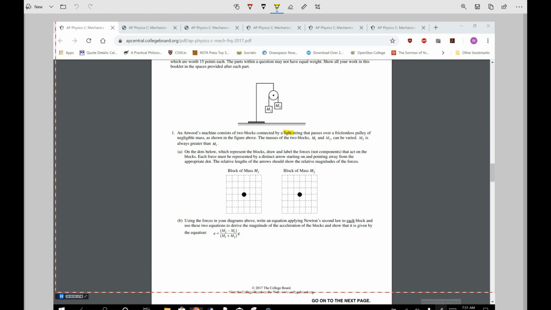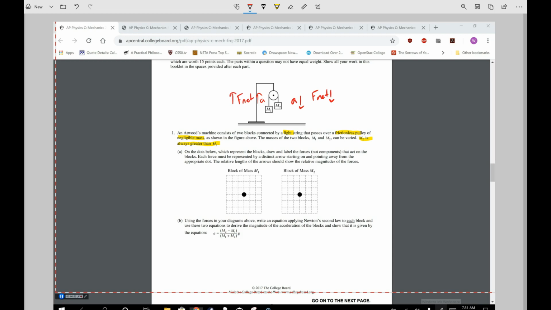The fact that it is a light string over a frictionless pulley of negligible mass means that we can disregard those things. This is just a Newton's third law and Newton's second law problem. The other thing is that M2 is always greater than M1, so the system will be unbalanced. Right, that means that we will always have acceleration on the M2 side that's down and A that is up on the M1 side. And so net force will be down and net force will be up, following Newton's first law.